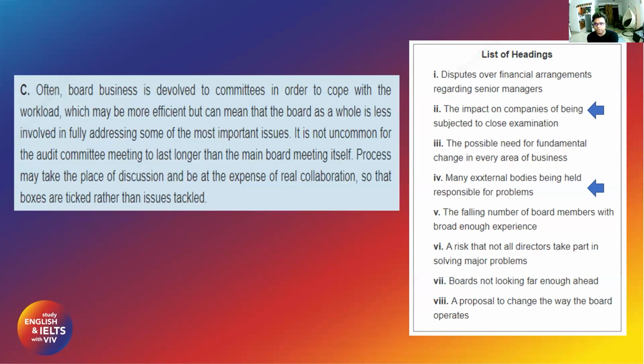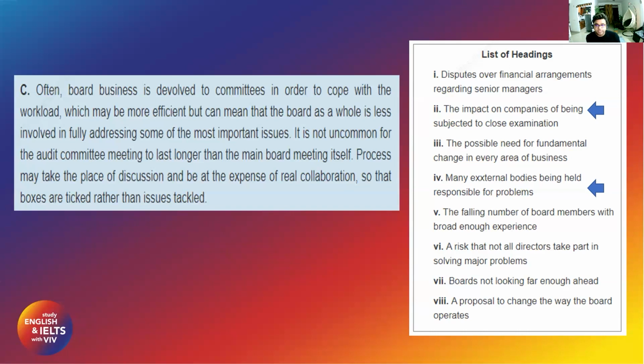Now, if I look at the options over here, you tell me that now that number 2 and number 4 is taken off, if I look at 1, 3, 5, 6, 7, 8, the first one says disputes over financial arrangements regarding senior managers, doesn't talk about that, omit it. The possible need for fundamental change in every area of business, doesn't really talk about change out here, so I'm omitting number 3 as well. The following number of board members with broad enough experience. It does not say anywhere about board members numbers decreasing, doesn't talk about that at all.